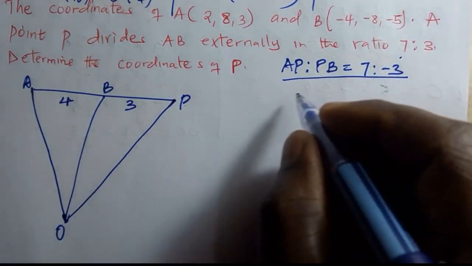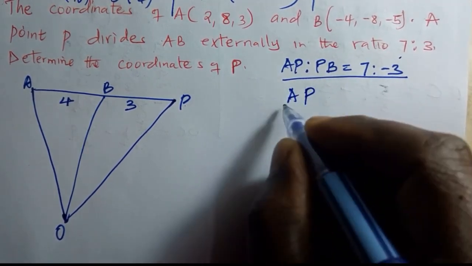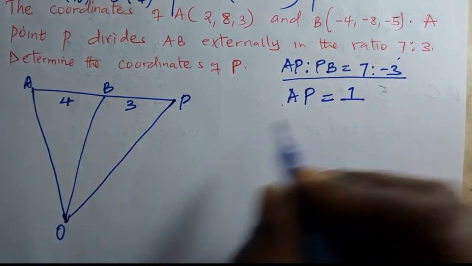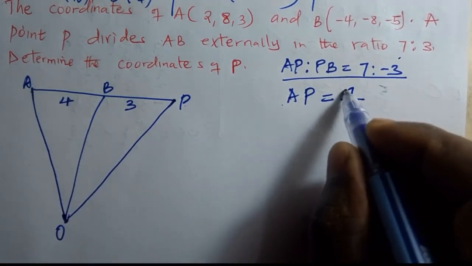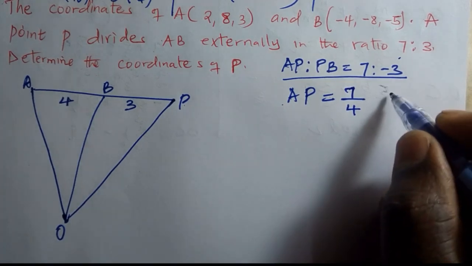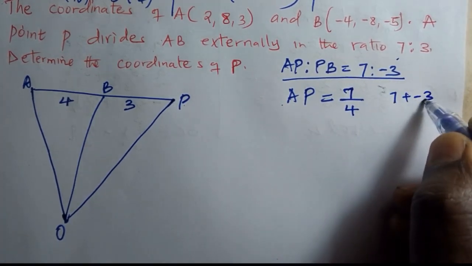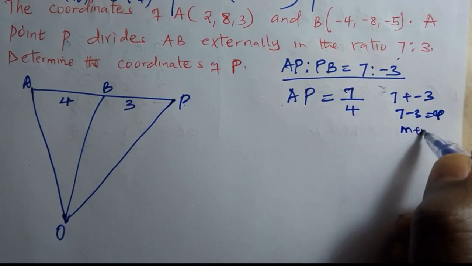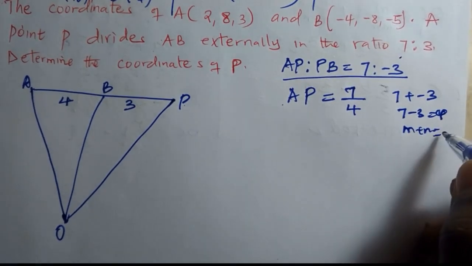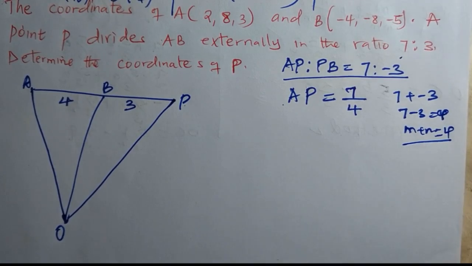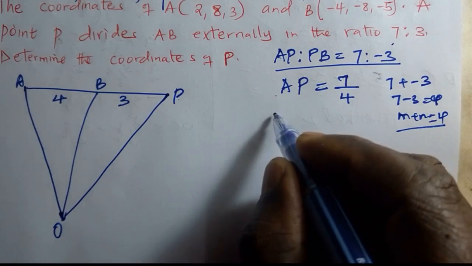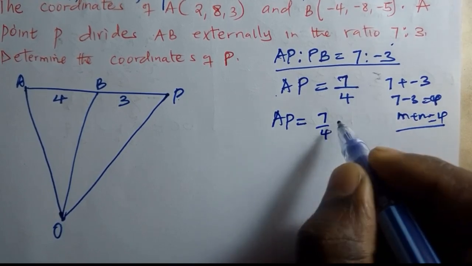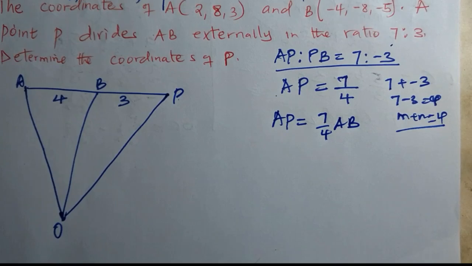Now to get AP, the total from here up to here is 7 over 4, because the total is 4. Why is the total 4? The total is 7 plus minus 3, which is 7 minus 3, and the total is 4. So M plus N is equal to 4. Remember that. So it means that AP is exactly equal to 7 over 4 AB. Remember that.